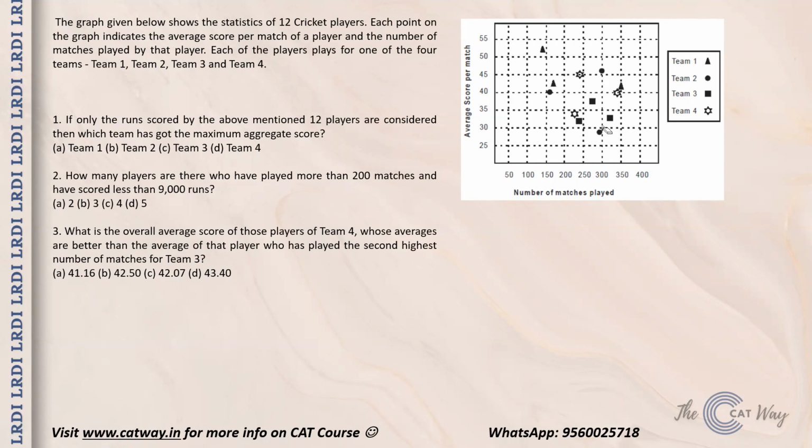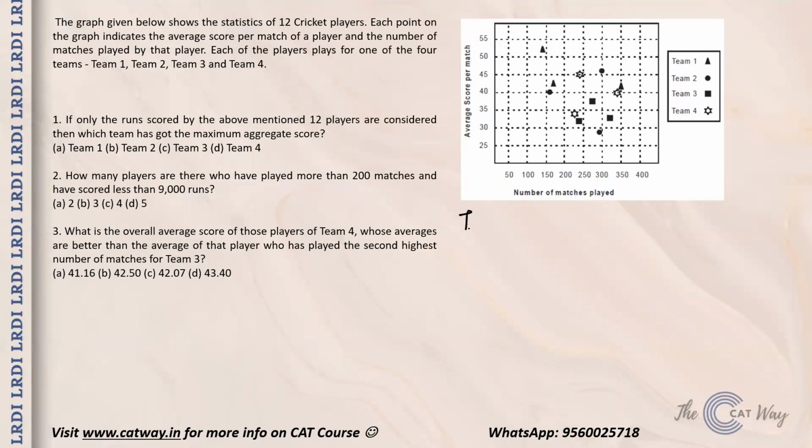So if only the runs scored by the above mentioned 12 players are considered, which team had the maximum aggregate score? Okay, so basically the questions are regarding the total score, right? So the first thing that we should do is try to identify the total score.